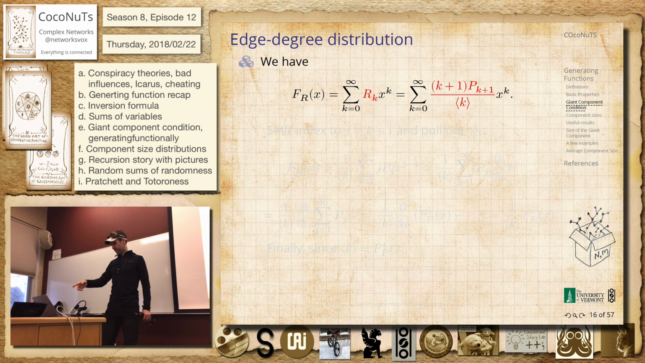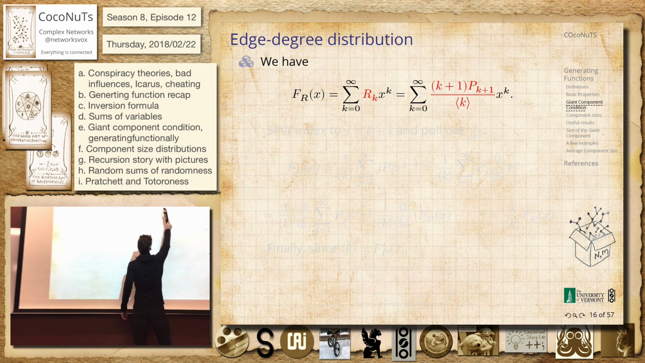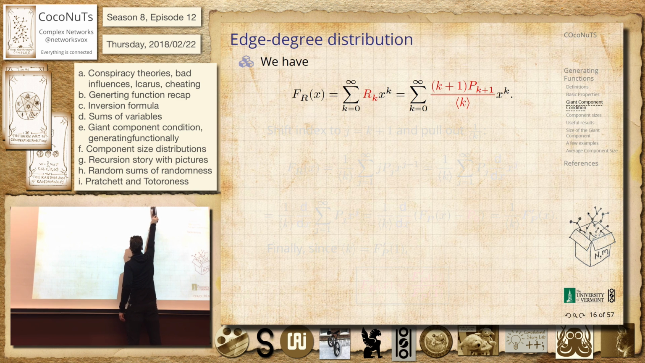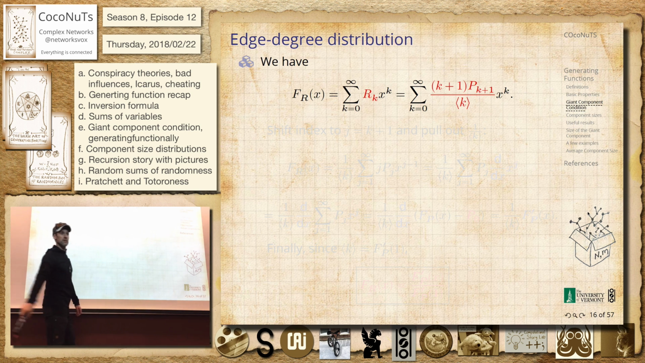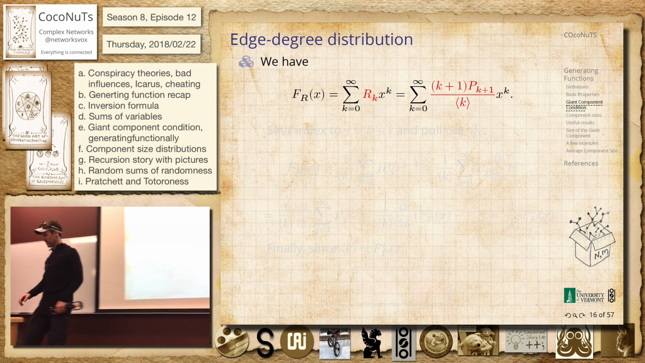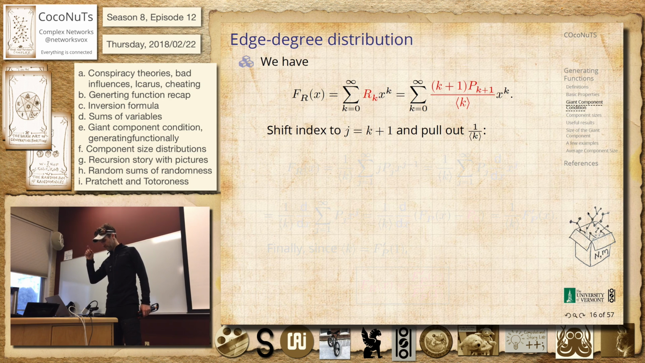So that looks pretty good. It looks very close to the generating function for the underlying degree distribution, except there's this extra k out here. So that's a piece we have to modify slightly. We're going to shift the index, from k to j equals k plus 1, and the average degree on the bottom can be pulled out.